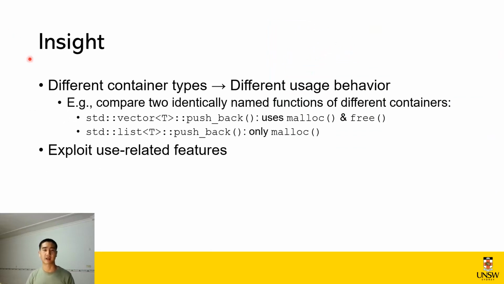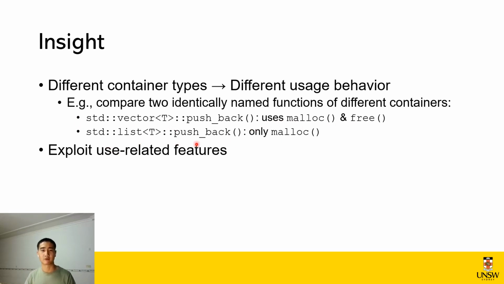Our insight is that different container types have different usage behavior. Let's compare two identically named functions of different containers, for example, push_back of vector and push_back of list. The push_back of vector has to check whether the buffer is full or not. If it's full, it has to do realloc. That means it has to use both malloc and free to do the operation.